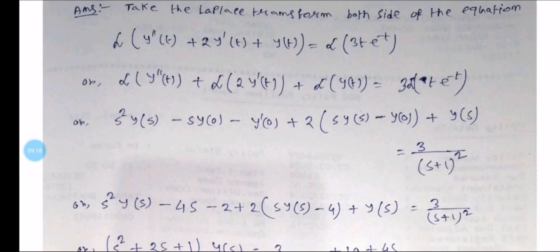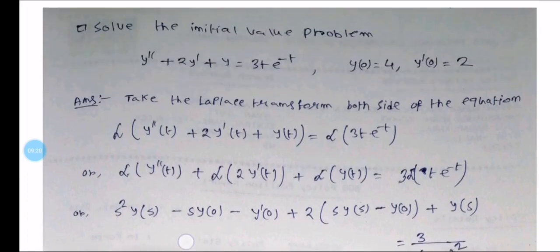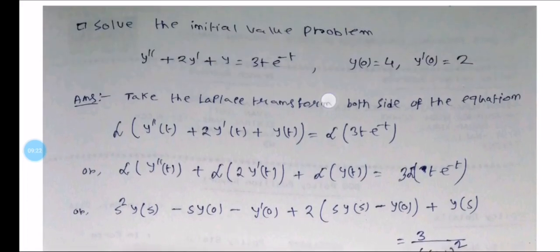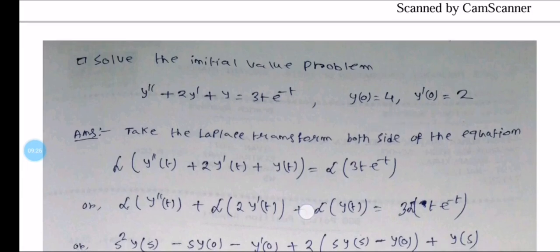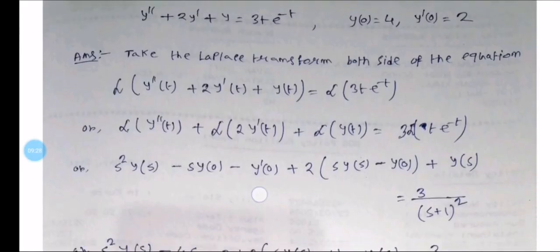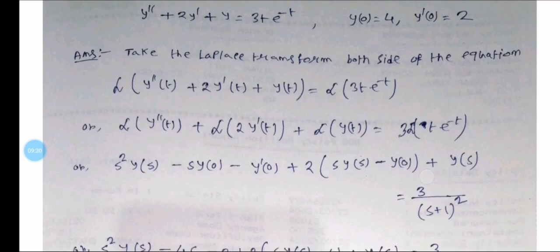One more point to tell. Wherever y of 0 and y dash 0 come, you need to put the values 4 and 2 there.